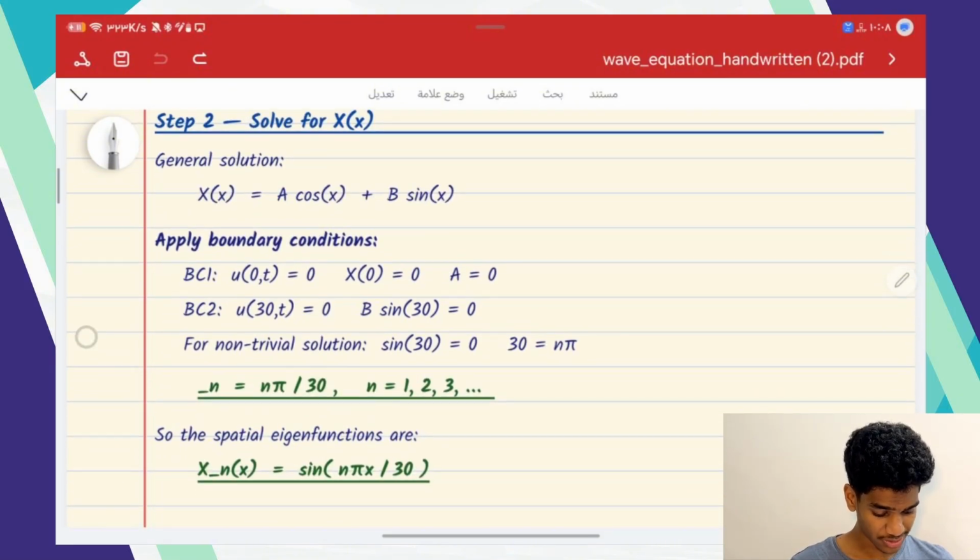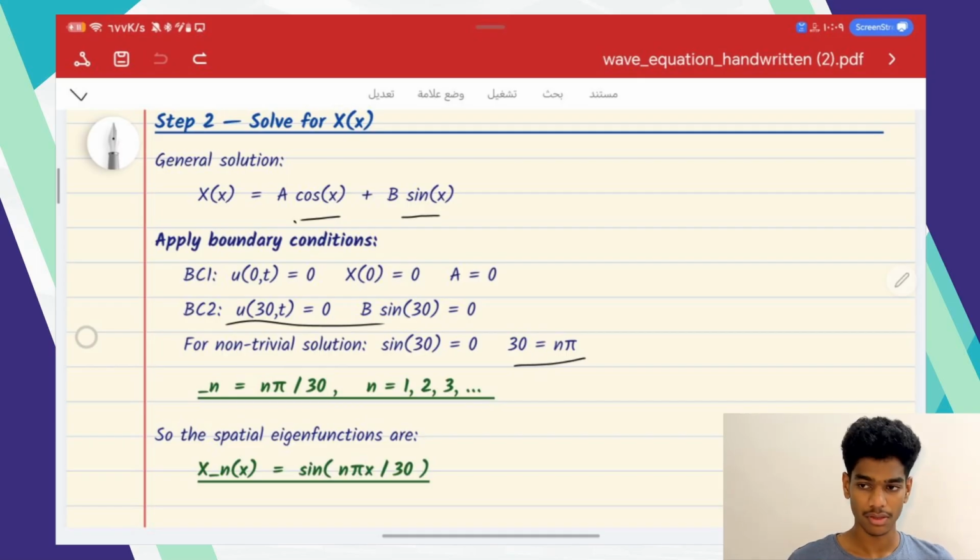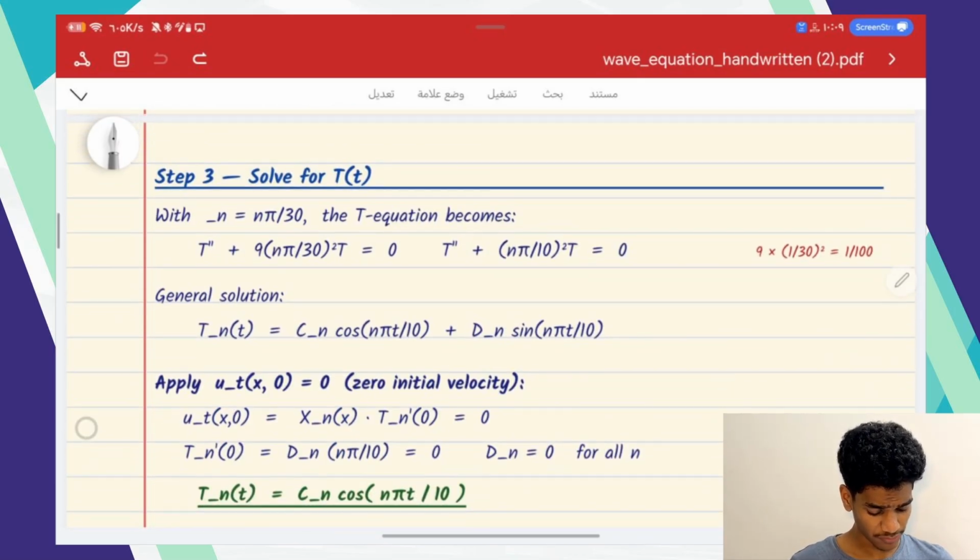the X equation has a general solution A cos(λx) + B sin(λx). Applying the boundary condition at x = 0 forces A to be 0. At x = 30, B sin(30λ) must equal 0. For a non-trivial solution, this means 30λ = nπ, giving the eigenvalue λ_n = nπ/30.